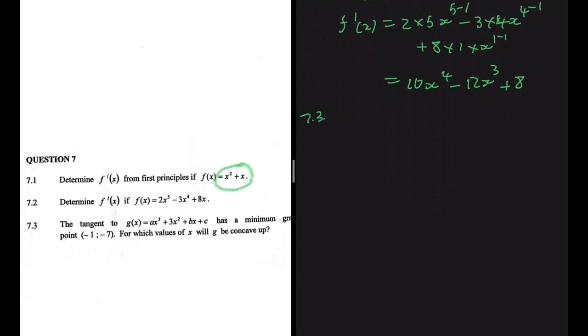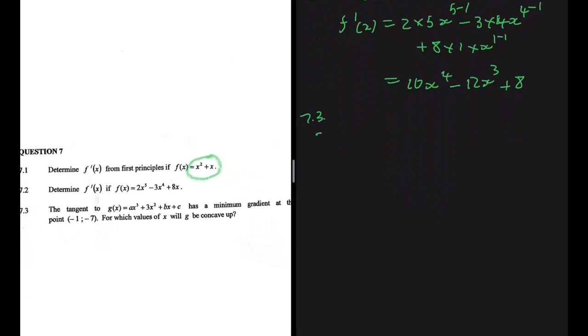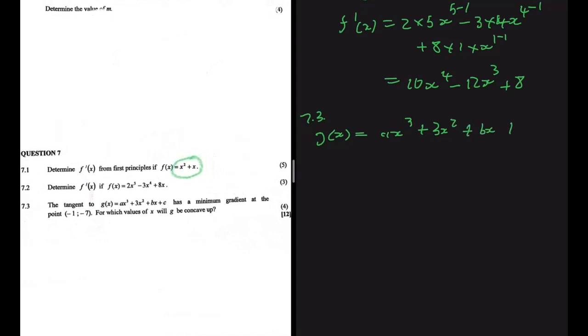So 7.3 is saying here that the tangent to g of x, if our function g of x is equal to ax cubed plus 3x squared plus bx plus c, has a minimum gradient at the point (-1, -7). For which values of x will g be concave up?